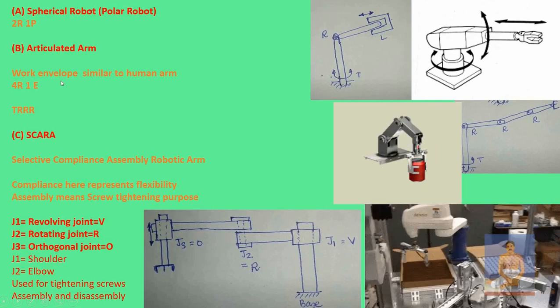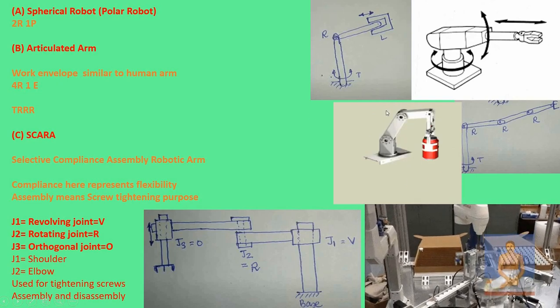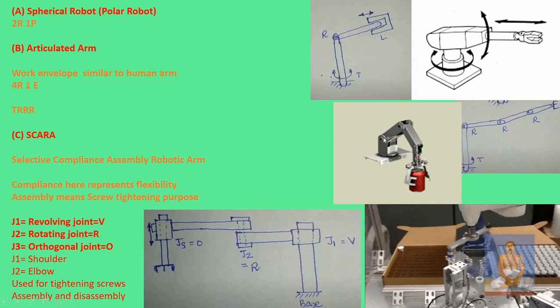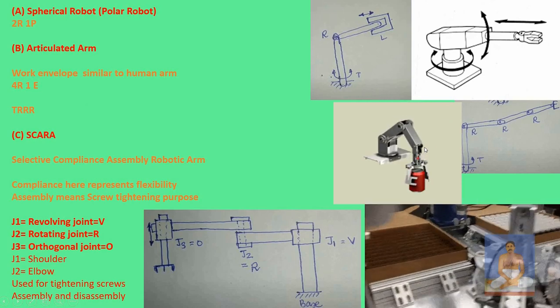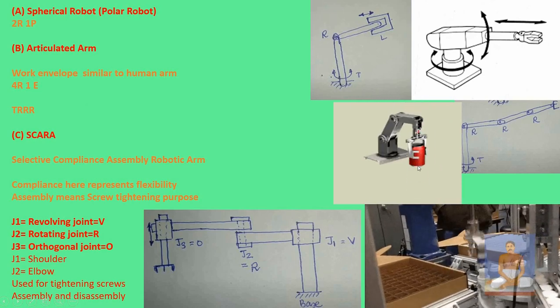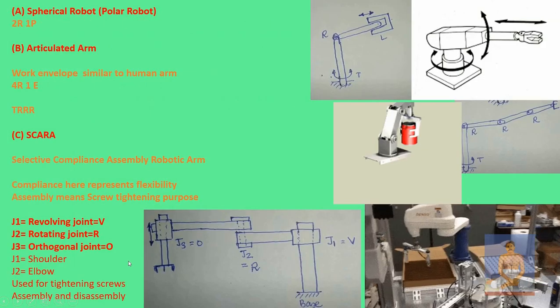If we come to the articulated robot, it has a work envelope similar to a human arm. This is an example of an articulated robot. It has 4 revolute joints, 1, 2, 3 and 4, and one rotate end effector. So this is one end effector which is holding the object, and the 4 revolute joints are moving.